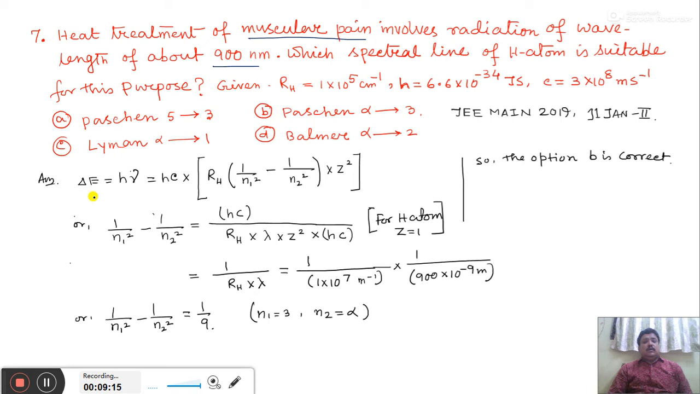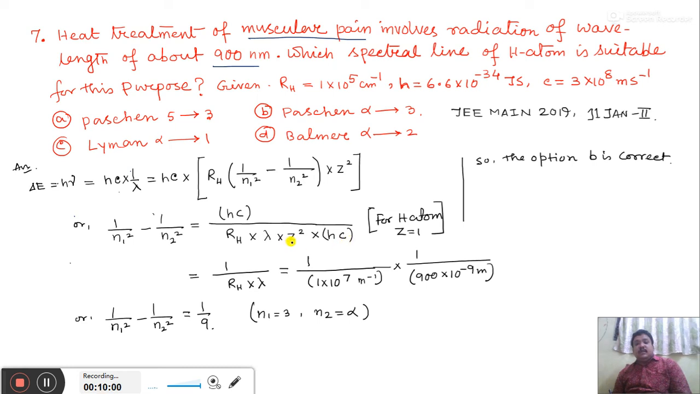We know ΔE = hν, that means hc × R_H × (1/n1² − 1/n2²) × Z². So 1/n1² − 1/n2². Now hc into 1/λ, putting the values of 1/λ, we get hc × R_H × (1/n1² − 1/n2²) × Z². So from this equation we get 1/n1² − 1/n2² = hc / (R_H × λ × Z² × hc).